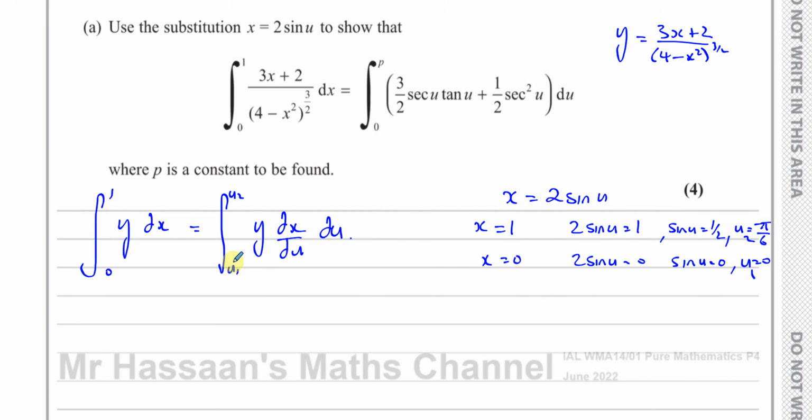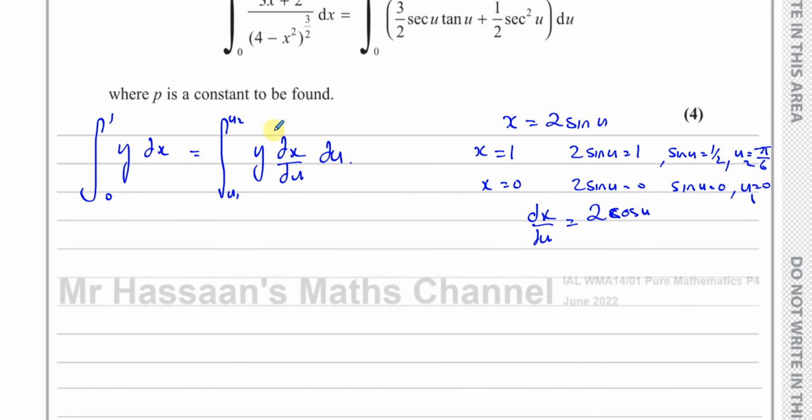Okay, so we've got those values. Now we need to find what dx/du is. We know that x equals 2 sine u, as we've written here. That means dx/du, if you differentiate that, is 2 cosine u. That's the derivative of x with respect to u, dx/du. So I can replace dx/du with 2 cosine u, and I can replace u2 and u1 with pi over 6 and 0.